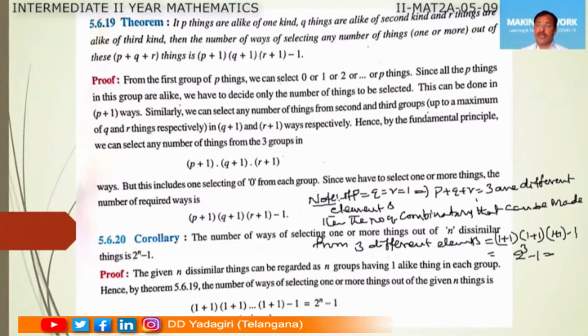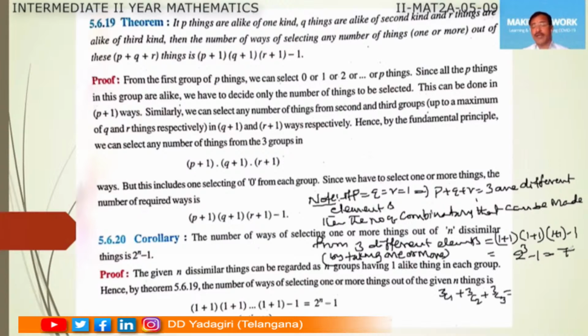So number of combinations that can be made by taking any number of elements at a time. By taking one or more elements at a time. So that is 2 cube minus 1, that is 7. Now let us see what are those 7 combinations. 3C1 plus 3C2 plus 3C3.